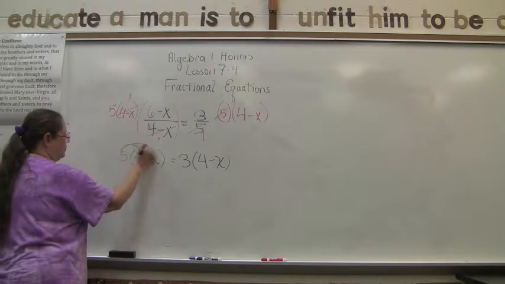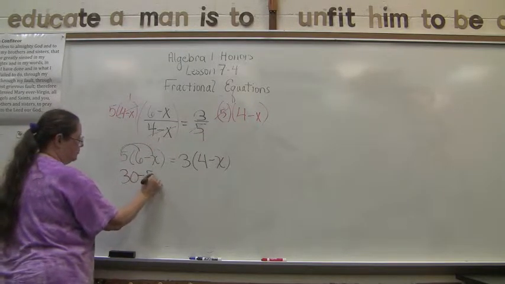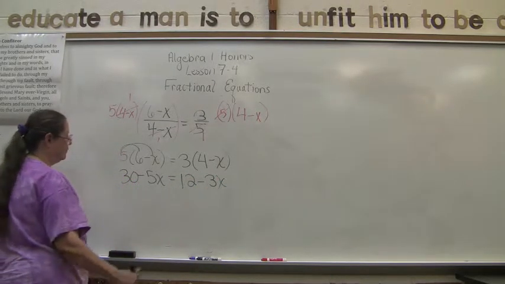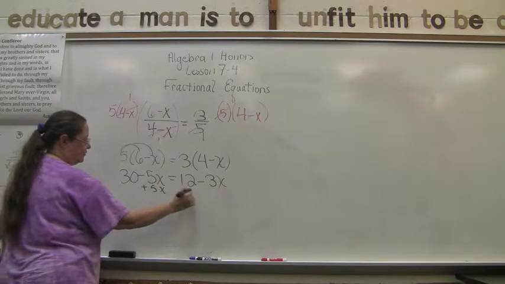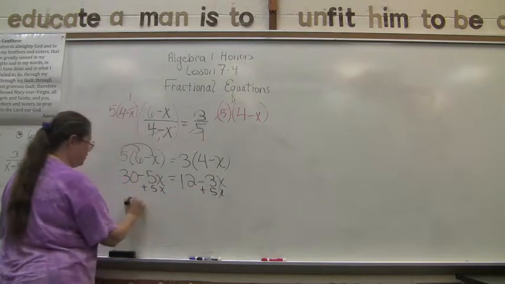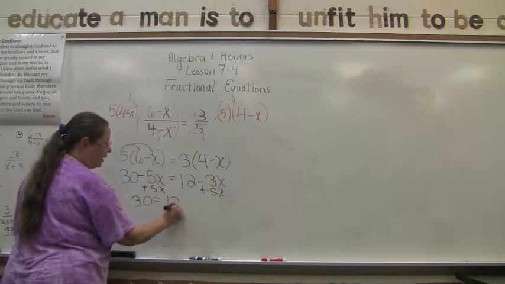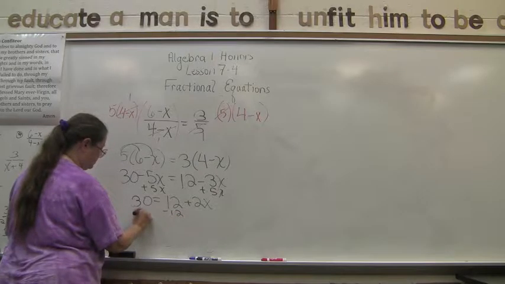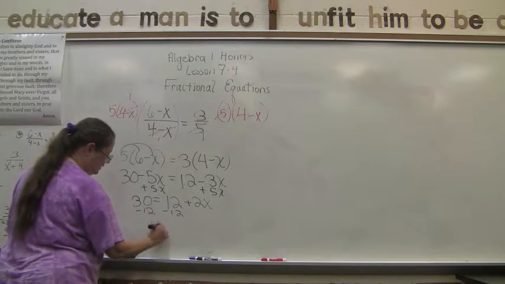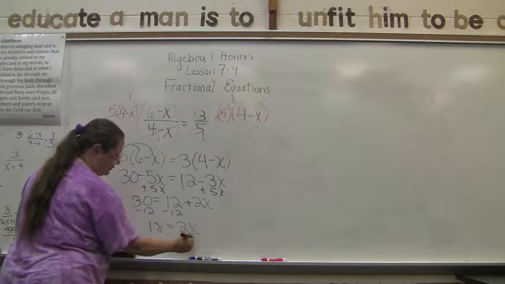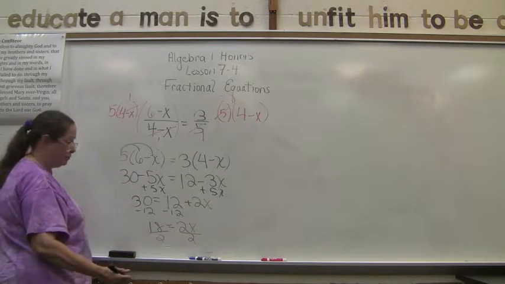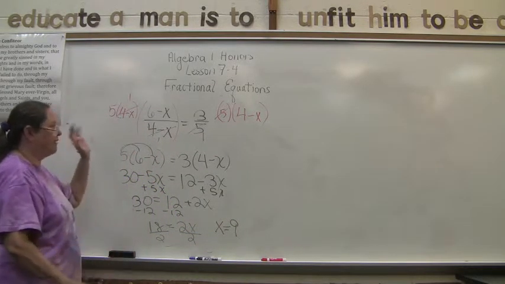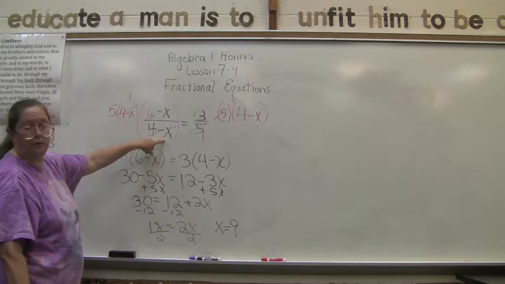Now we distribute. We get 30 minus 5x equals 12 minus 3x. Add the 5x to both sides. We get 30 equals 12 plus 2x. Okay, subtract the 12 from both sides. We get 18 equals 2x. Divide both sides by 2. We get x equals 9.